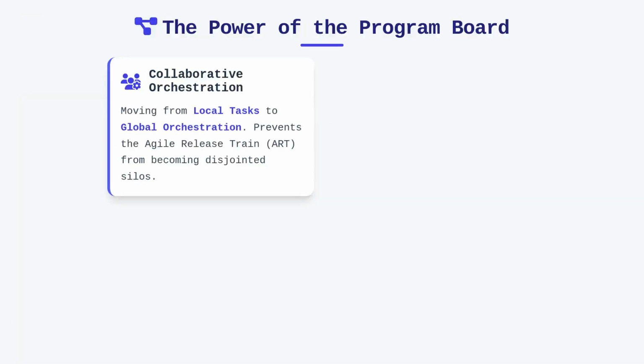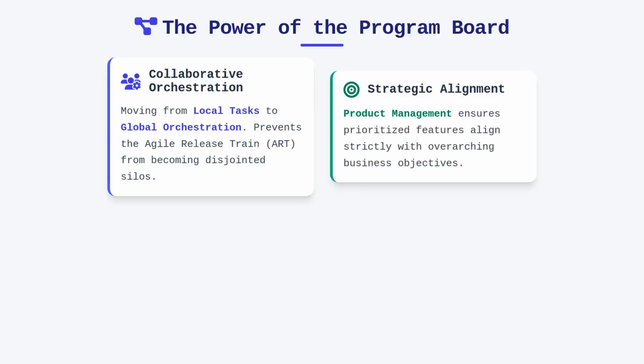The collaborative nature of building this board ensures that all teams participate in the orchestration of a whole rather than just their local tasks. Product management plays a key role here by ensuring that the prioritized features align with the overall business objectives established before the planning session begins. Without this board, the Agile Release Train would operate as a collection of disjointed silos rather than an integrated, value-delivering organism.